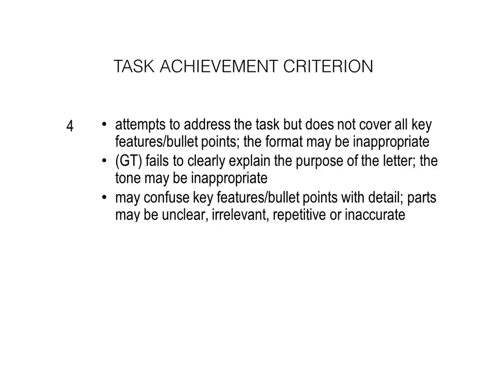I want to show you how these things can affect your score. Remember the marking criteria from the first video? Here's a section from the first column, the task achievement criterion. And we're down here in Band 4. The first bullet point says, attempts to address the task but does not cover all key features. This means that missing a feature limits your score to Band 4.